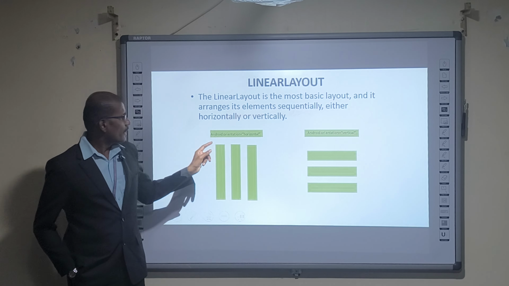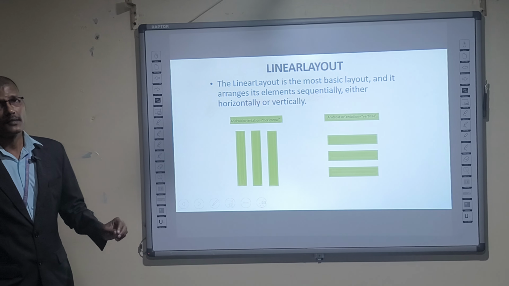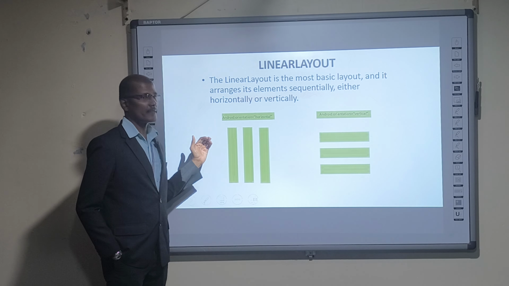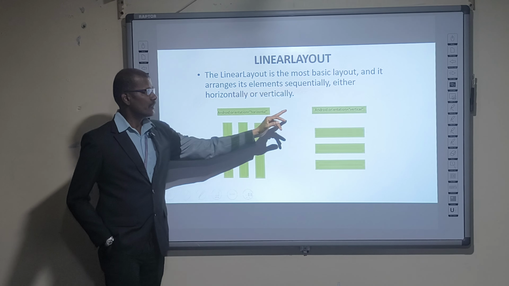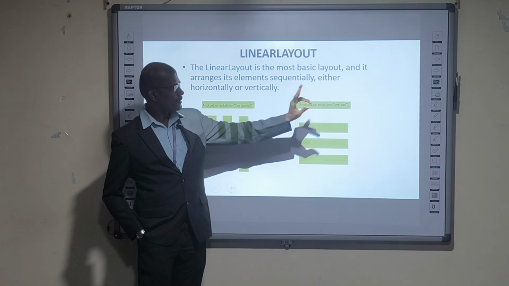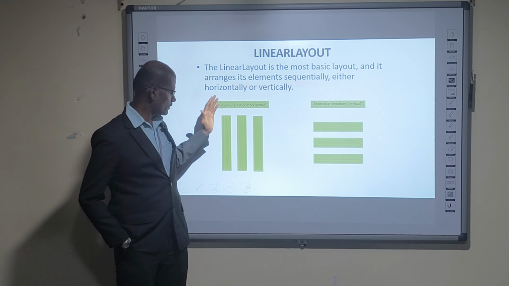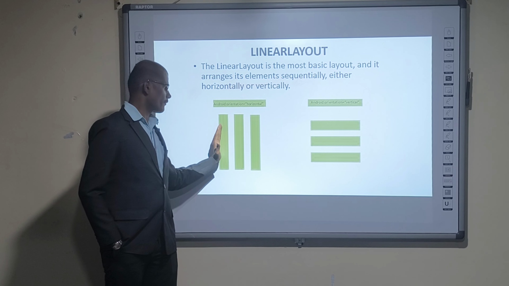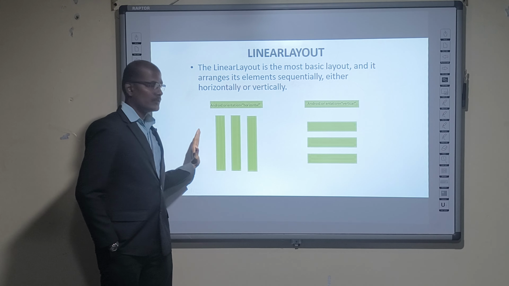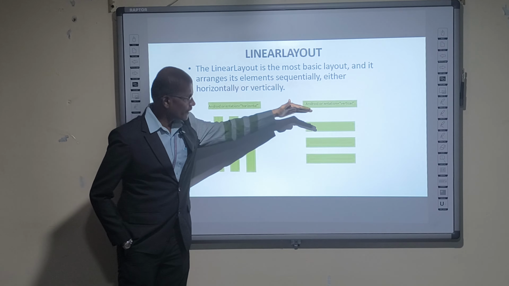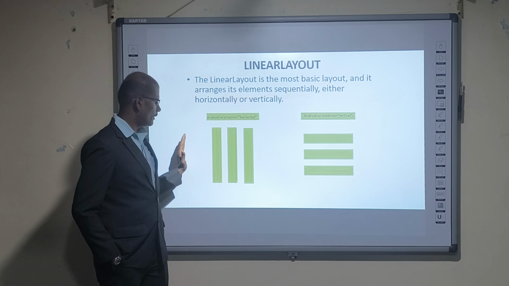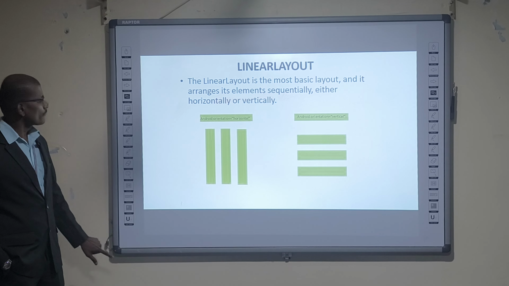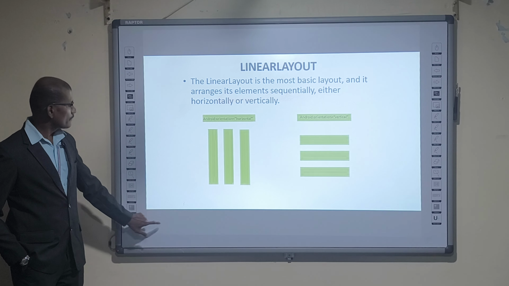So we have to give android:orientation equal to horizontal, which means all the views and children are displayed in a horizontal manner. If you give android:orientation equal to vertical, all of them will be displayed in a vertical manner: first one, second one, third one. Horizontal manner: first one, second one, third one. If you give top to bottom, it means vertical; left to right means horizontal. So this is the linear layout. Let's see the next one.